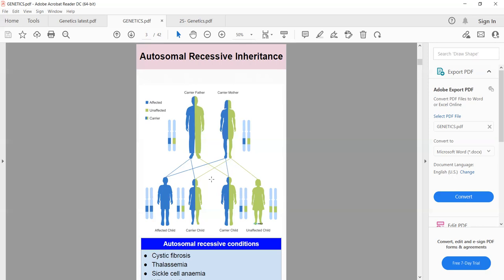So in autosomal recessive inheritance, if both the parents are carriers, 25% of the children will be affected, 25% of the children will be unaffected, and 50% of the children will be carriers. Is it clear? Yes, it is clear.